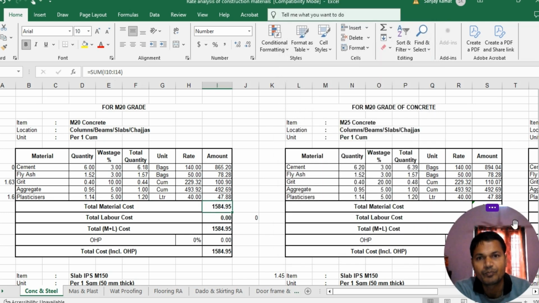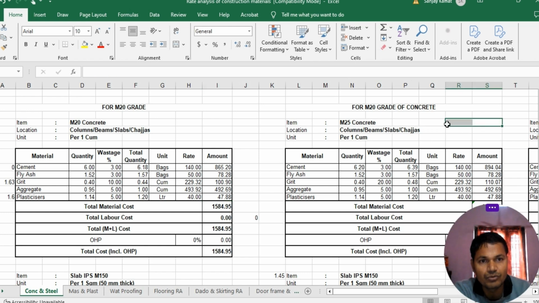Okay. So this we have done for the column, beam, slab and saja. And for another, we will make another column, beam, slab and saja. So let it be anything. Here we have taken the M20 grade of concrete. This time we are taking the M25 grade of concrete. This much only is the difference.